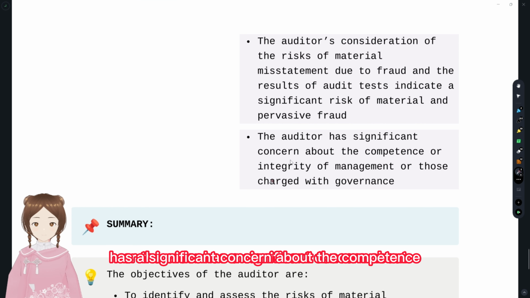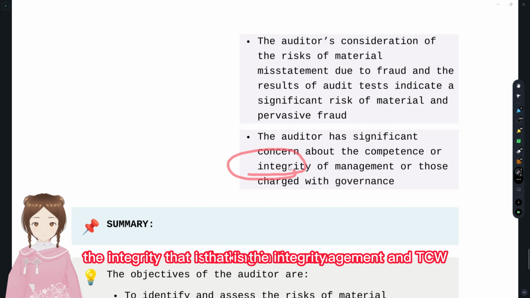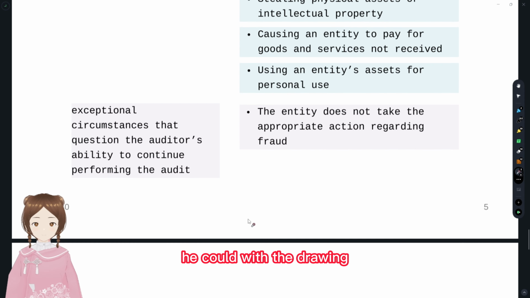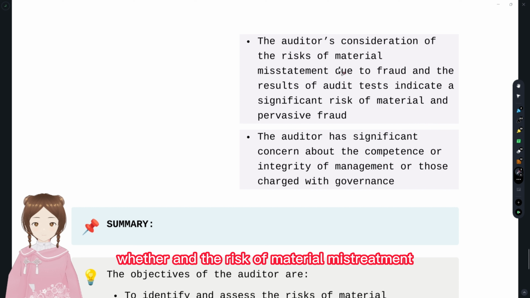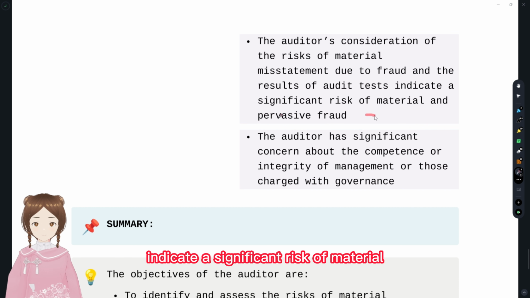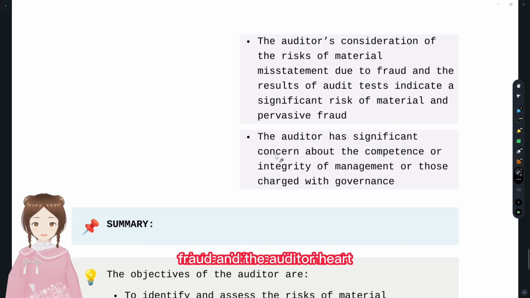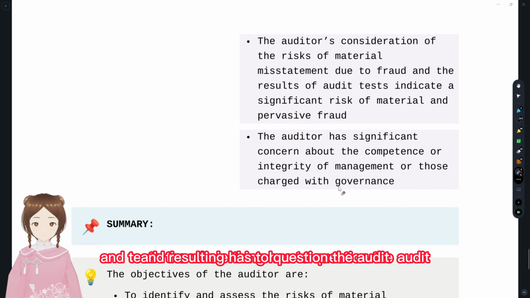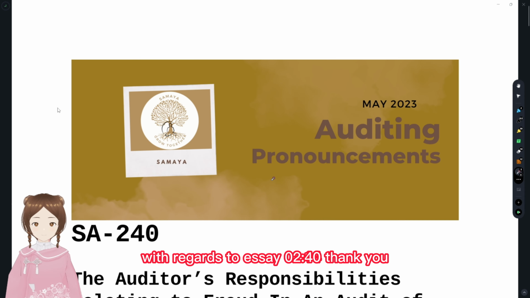Third, the auditor has a significant concern about the competence and integrity of the management and TCWG. That is, the integrity is lacking in the management and TCWG. In all these three circumstances, he could withdraw. You have to question his ability to continue performing the audit when the management is not responding to the fraud, when the risk of material misstatement indicates a significant risk of material and pervasive fraud, that is, the whole financial statement is fraud, and when the auditor has to question the competence and integrity of the management and TCWG. I've already discussed all of this, and this is with regards to SA 240. Thank you.